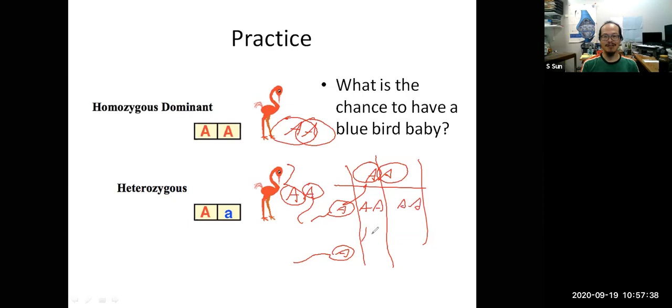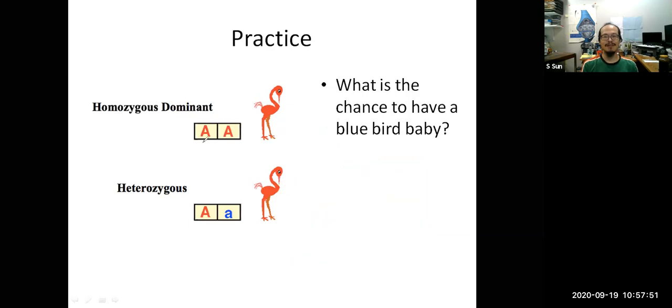So these two mate together, it's going to be AA. So you have no chance to have a bluebird. This will not have any bluebird. Clear all. Now, if like this one, you have one bird.